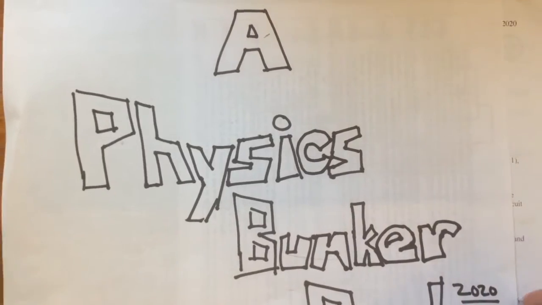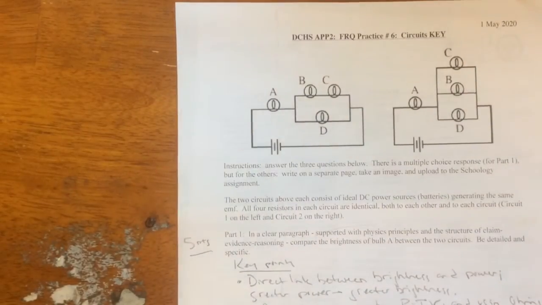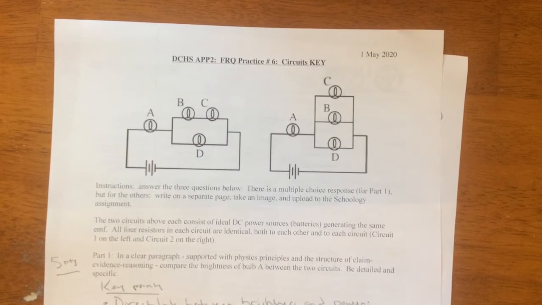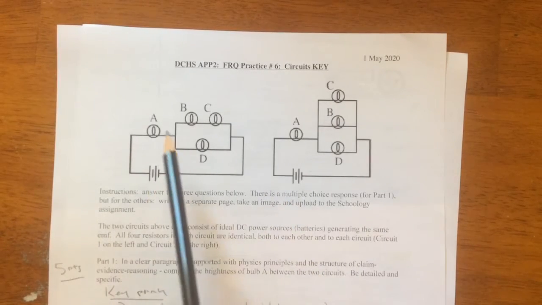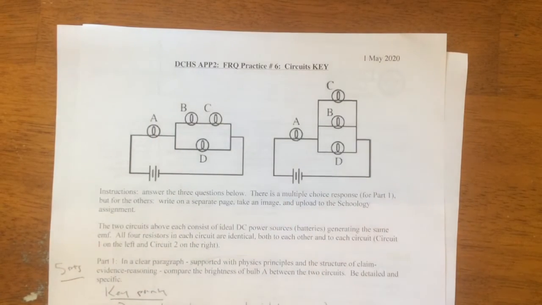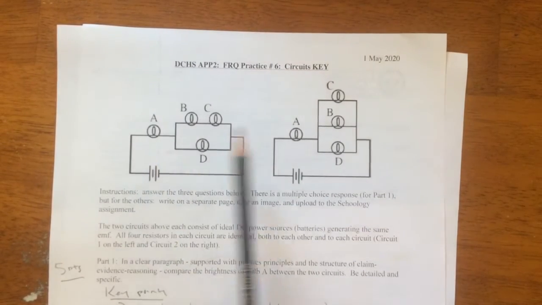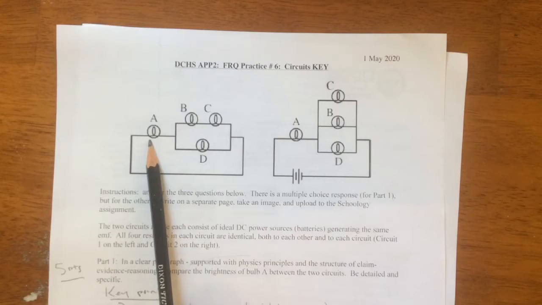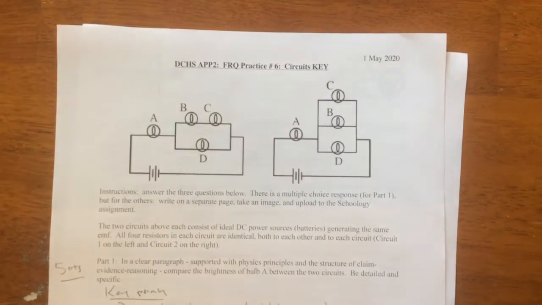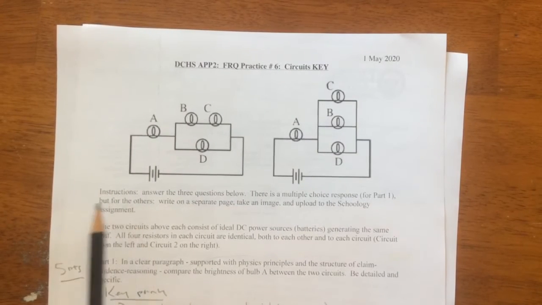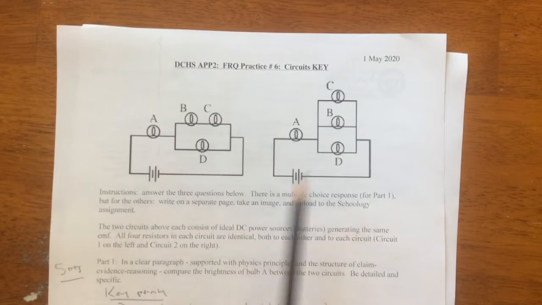Let's go. We're looking at two circuits, two schematics. The batteries are identical, the light bulbs are identical, but they're in a different configuration. I'm asking for light bulb A and light bulb D: in which case are they brighter? I identified circuit 1 on the left, circuit 2 on the right.